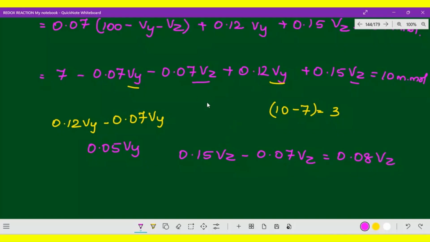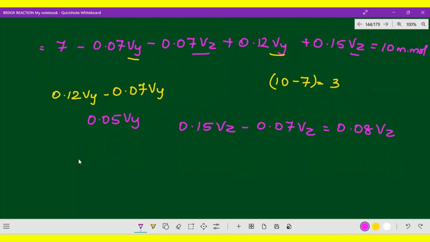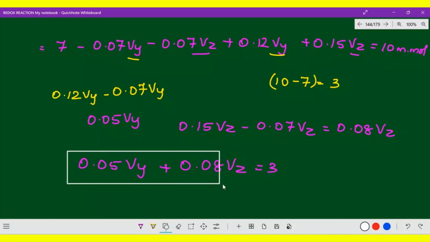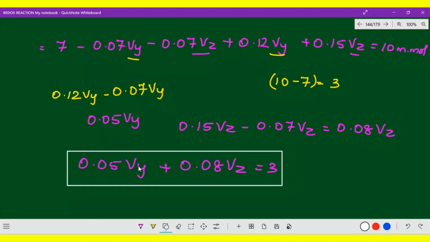Okay, can we apply all the values here? So that means here 0.05 Vy plus 0.08 Vz equal to 3. I hope you got that idea. Right, so that means this is the fundamental idea to apply the values. Now Vy and Vz values we got. So 0.05 Vy plus 0.08 Vz equal to 3.